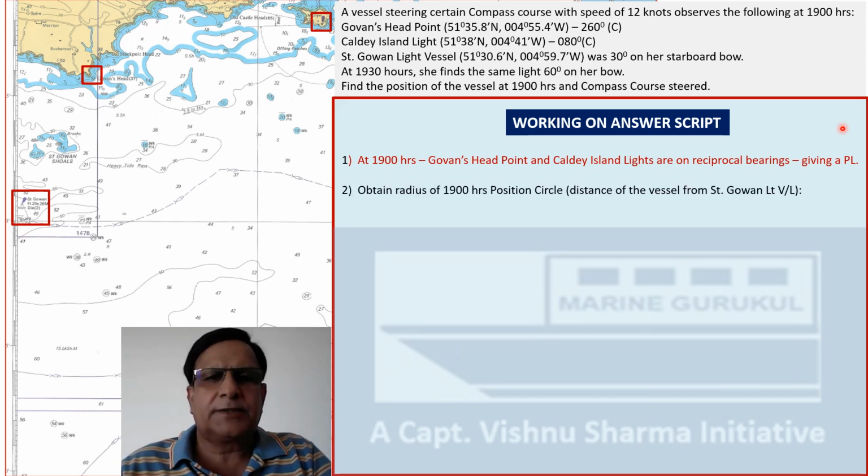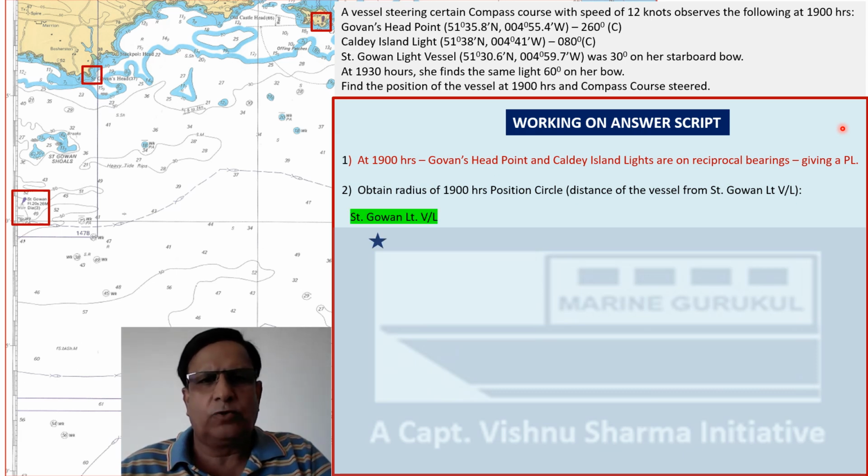Obtain the radius of the position circle that can be drawn at 1900 hours with St. Gowan light vessel as the center. And how do we obtain this radius? We can work out like this. Here we have the St. Gowan light vessel. X, let us say this is the course steered by the vessel.